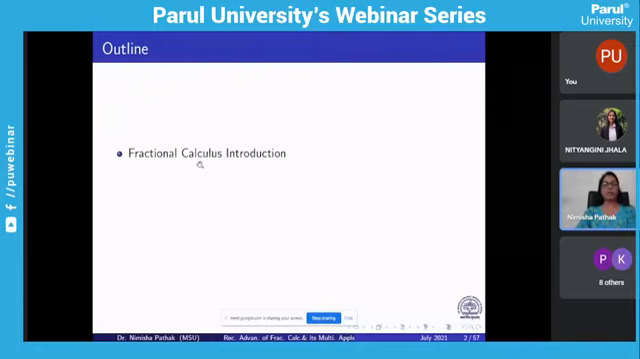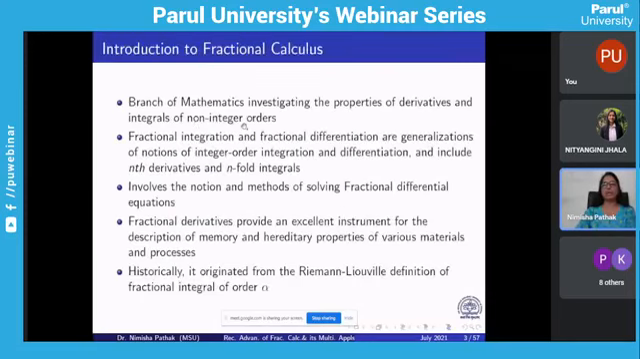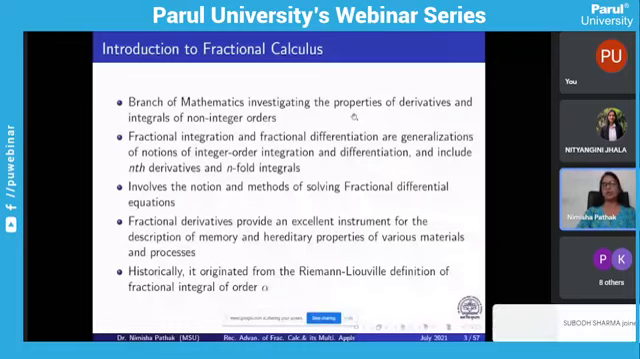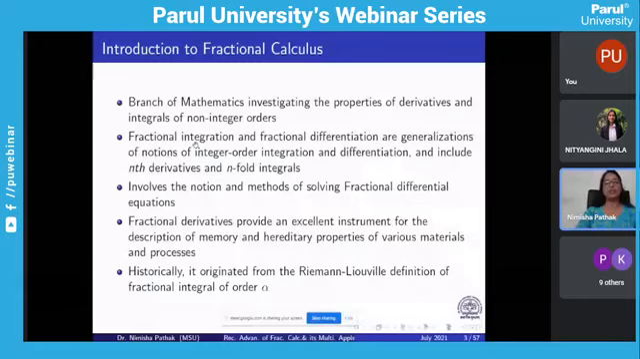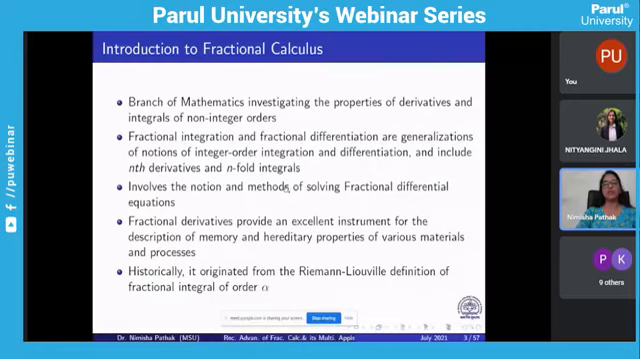And right now it is useful in many real world problems. The outline of my talk is: fractional calculus introduction, preliminaries, applications of fractional calculus in different areas, and well-known equations and their generalizations. In the introduction, it is a branch of mathematics investigating the properties of derivatives and integrals of non-integer order. So I told you that it is a fractional order.